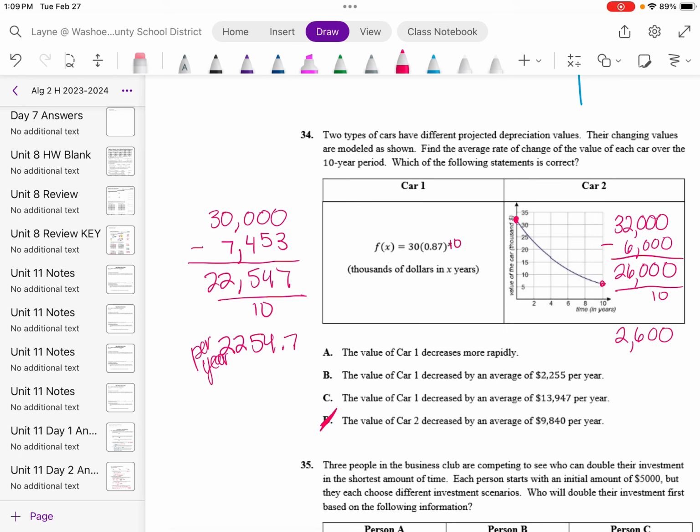Answer option A says car one decreases more rapidly. Well, this is how fast car one depreciated. This is how fast car two depreciated. So car two actually depreciated by more each year. So more rapidly. Car one decreased by an average of about 2255. This is just about 2255, and not 13,000. So the answer is B.